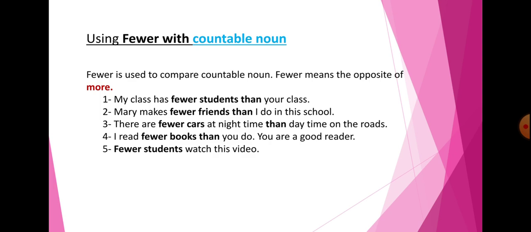3. There are fewer cars at night time than daytime on the roads. Okay, so cars is a countable noun. 4. I read fewer books than you do. You are a good reader. Okay, so books is a countable noun, so we use fewer. 5. Fewer students watch this video. Okay, so students is still a countable noun, so we use fewer.